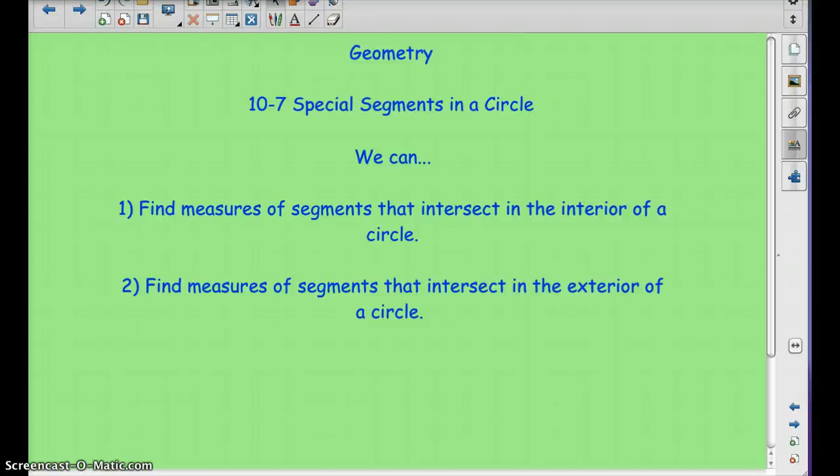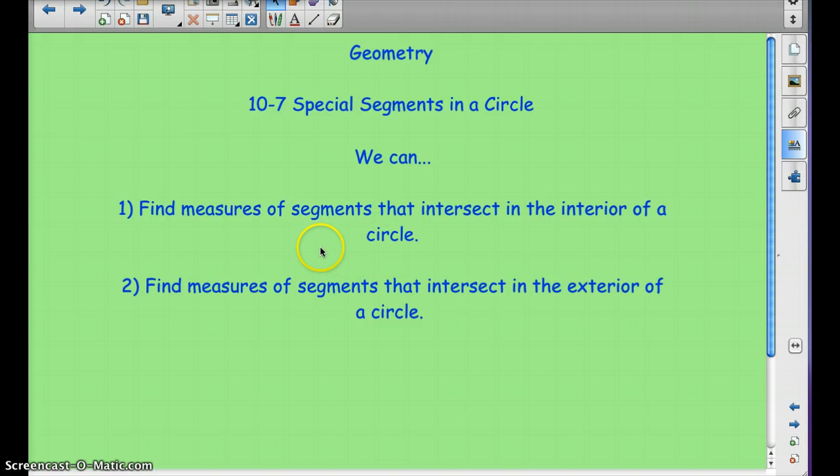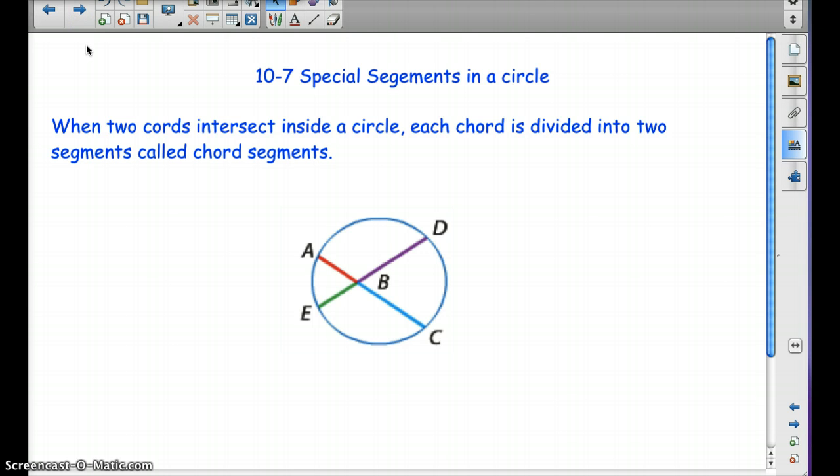Hey everyone, we're going to start 10-7, special segments in a circle. We can find measures of segments that intersect in the interior of a circle and find measures of segments that intersect in the exterior of the circle. So 10-7 is special segments in a circle.